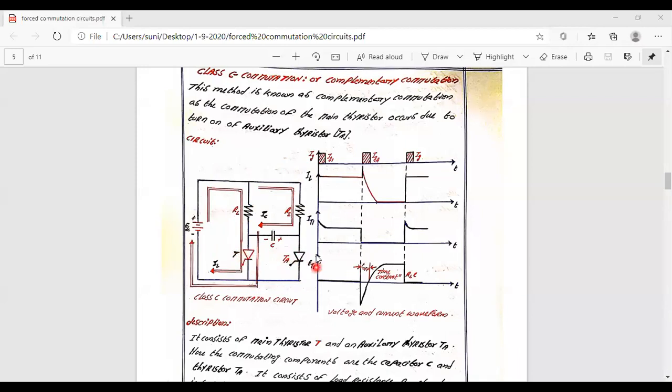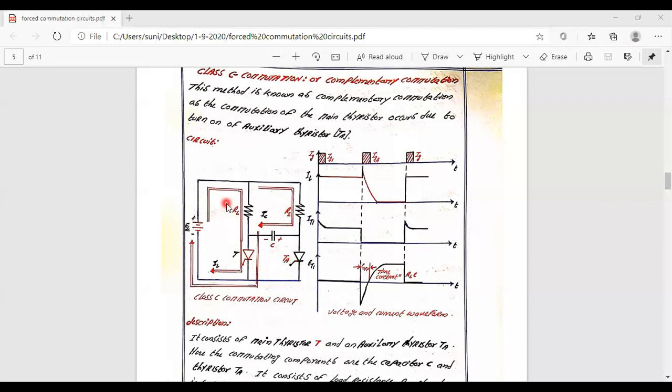Main device, auxiliary device are going to be in the off state, isn't it? When the two devices are going to be in the off state, then what will happen? This is going to be an open circuit. Will there be any current conduction path?